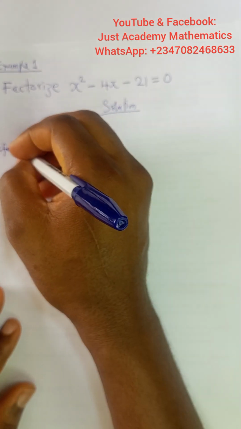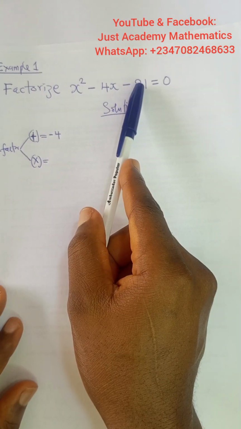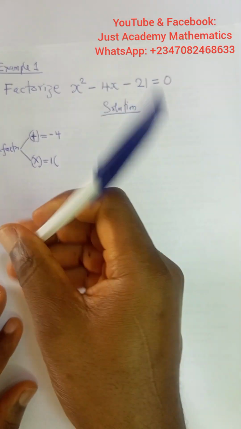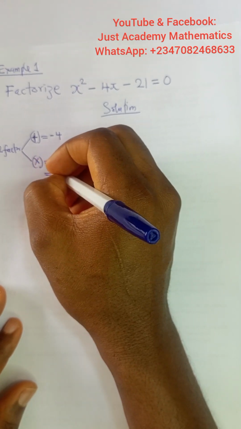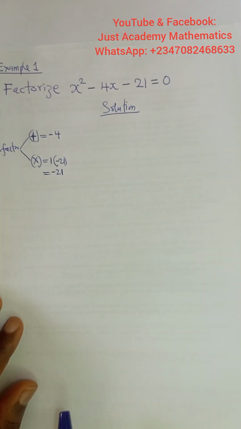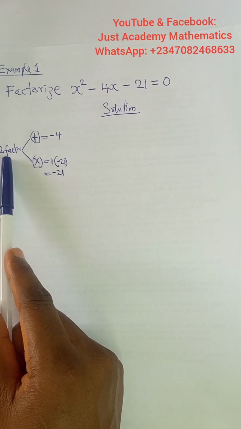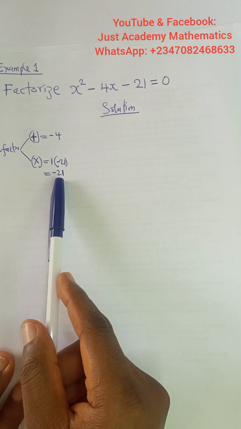And when you multiply the same two factors, two numbers, it will give you ac. a here is 1, times c. c is what? Minus 21. So in other words, our work now is to look for two numbers that when we add the two numbers, it will give us minus 4. When we multiply the two numbers, it will give us minus 21.